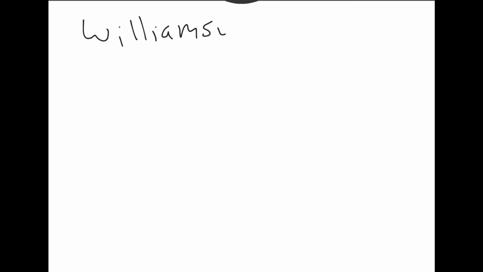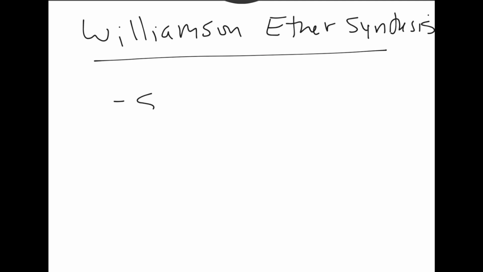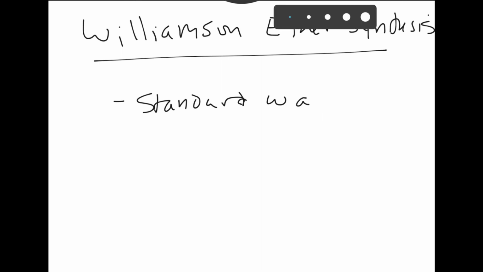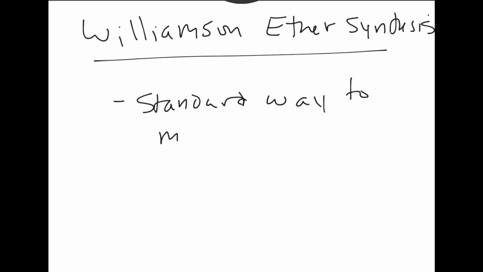So we're going to start off on kind of finishing up the elimination substitution stuff with talking about the Williamson ether synthesis. And this is kind of our standard way to make an ether. This is kind of the stock way that we make ethers. It's like 100 years old, but it's still one of the best ways to do it.